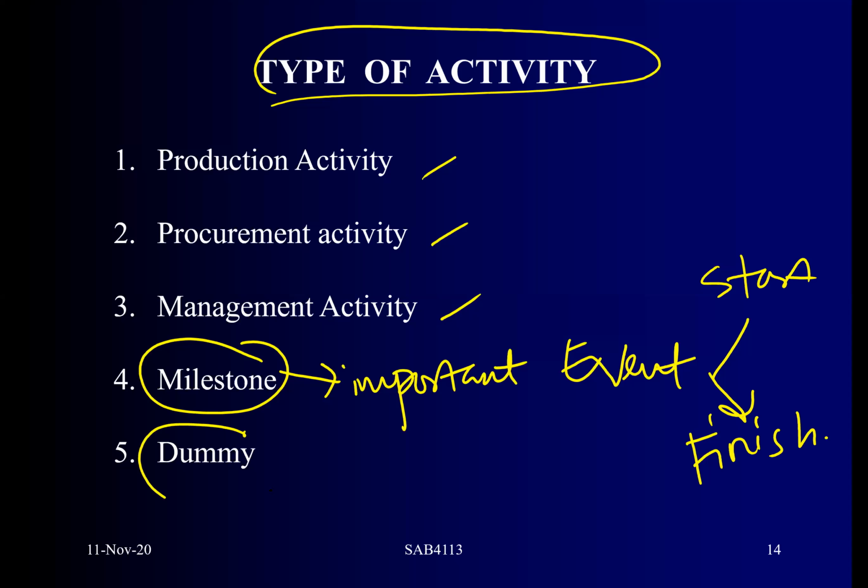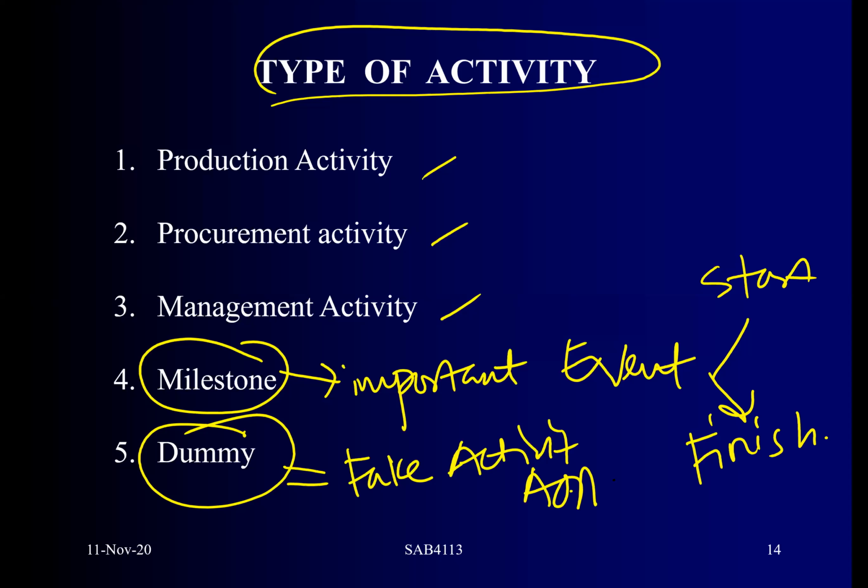And then dummy activity. Dummy activity is an activity, okay, it's a fake activity. It is just for the sake of a fake activity that we normally use in the AOA diagram to indicate relationship.